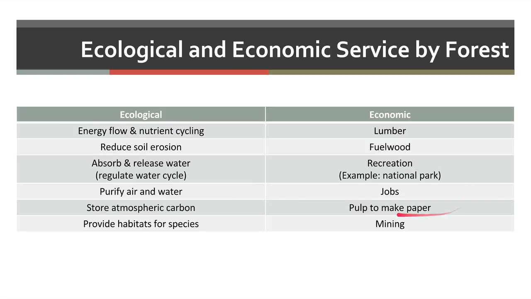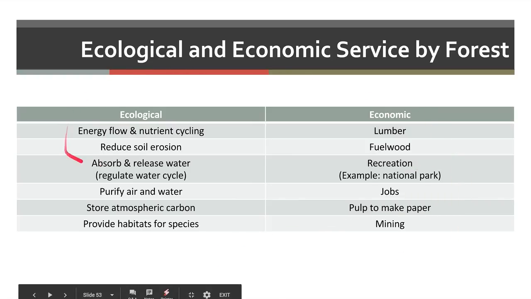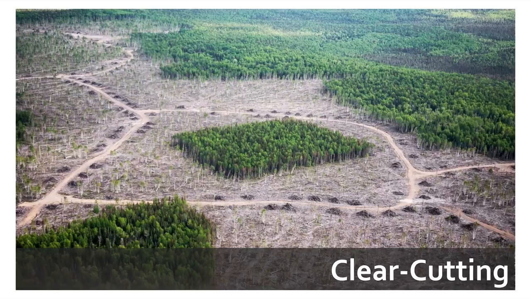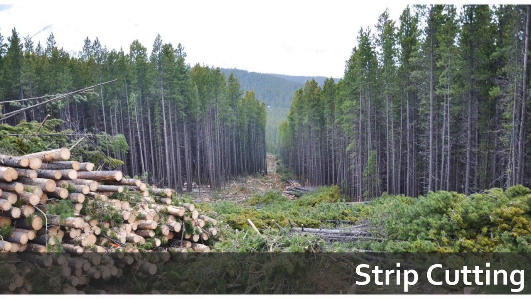You can see the ecological and economic services provided by the forest. You can read that by yourself. There are 3 ways to remove trees from a forest. This is called clear cutting, when there is no selection. We just cut down all the trees. This is the easiest, and it's also the most devastating method because we are exposing a lot of soil to the air. There's no cover, and as a result, it's very hard for vegetation to regrow, especially when it gets all dried up.